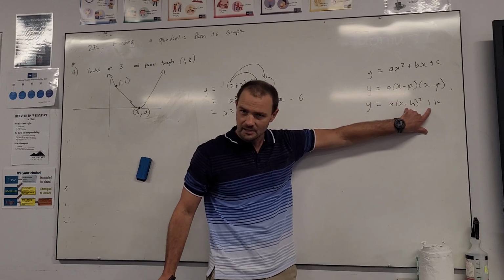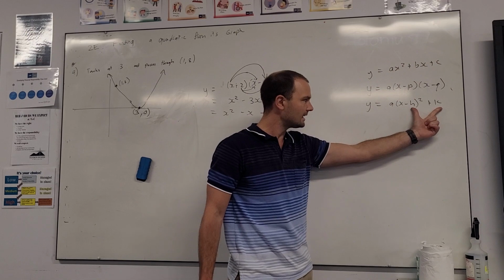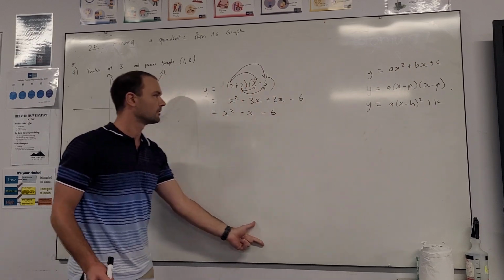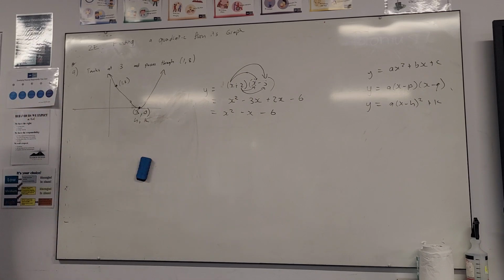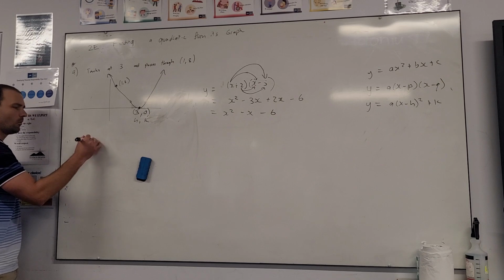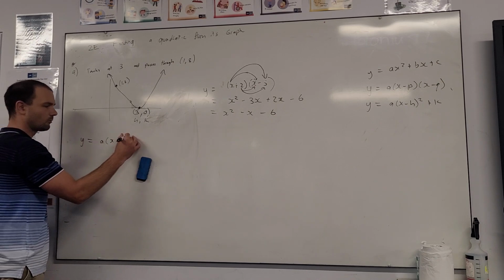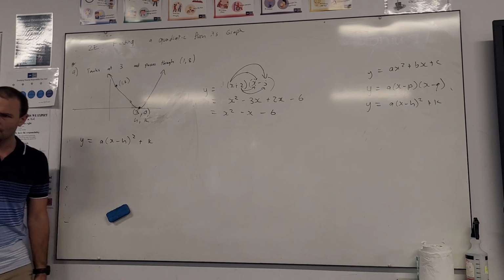Here, completed square form. H is the x coordinate of the vertex. K is the y coordinate of the vertex, right? So these coordinates here are H and K. So now we can go from there to completed square form. Y equals A times X. I'll write out the form and then I'll perform the substitution. Completed square.